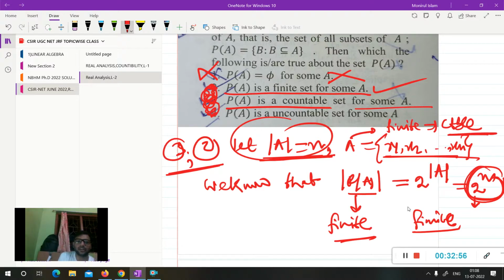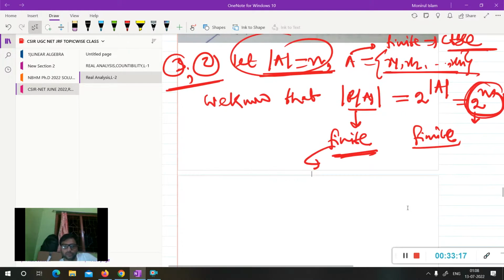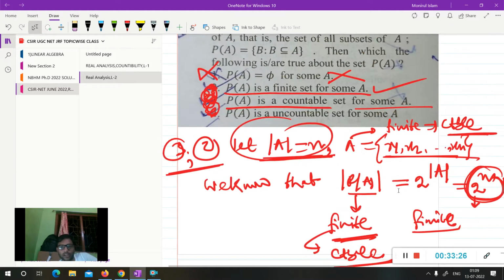Countability has two types. One is countable finite, one is countable infinite. If it is a finite set, it is countable finite. If it is something like the natural number set, it is countable infinite. But this is a finite set, so it is countable finite. So cardinality of P(A) will be 2 to the finite, which is also finite. So finiteness also implies countableness. From here you can say P(A) will also be countable. So for a finite set, we get that the power set will be countable, since every finite set is countable, so its power set will also be countable. So option 3 is also correct.